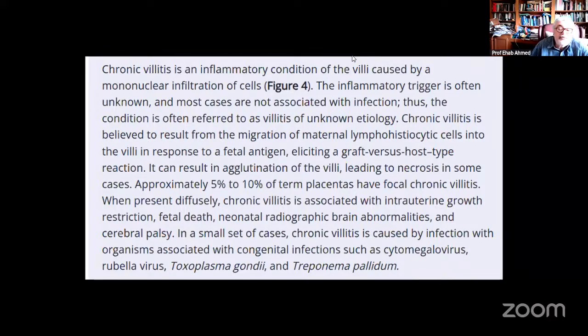Because this is the gold standard. You cannot swear to God that this is 100% chorioamnionitis based on clinical signs, but you suspect it. You suspect it. But either you do culture and get the organism or do histopathology. This is the gold standard. Okay?